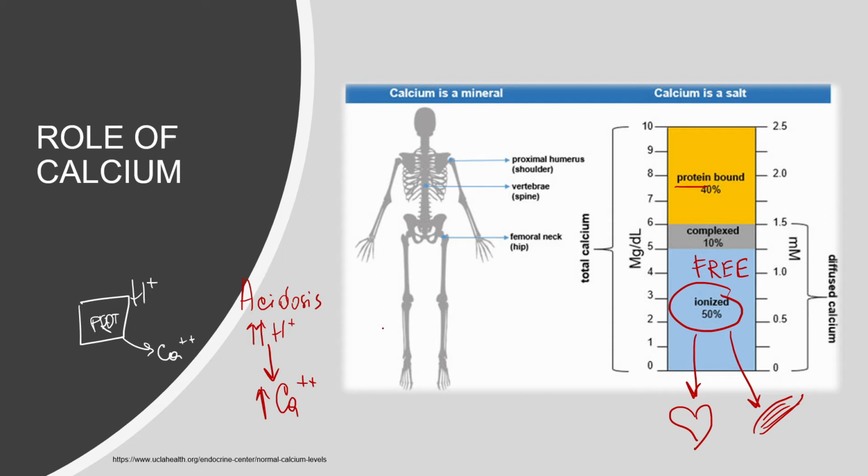If we have alkalosis, which means that we have low amount of H plus in our blood, it means that proteins need to release this H plus back to blood plasma, and thus they have higher binding capacity for calcium, so it leads to decrease in calcium levels, ionized free calcium levels.